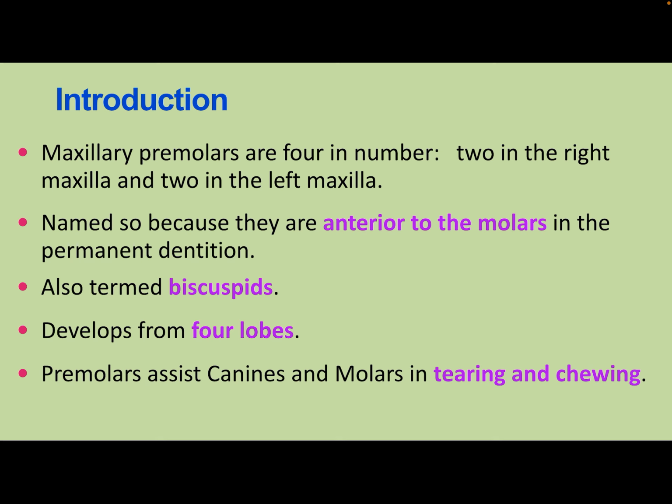So, introduction. Maxillary premolars are 4 in number, 2 in the right maxilla and 2 in the left maxilla. They are named so because they are anterior to the molars in the permanent dentition. They also have another term, bicuspids, because of the presence of 2 cusps. They develop from 4 lobes, that is 3 labial lobes and 1 lingual lobe. The main function of premolars is to assist canines and molars in tearing and chewing.